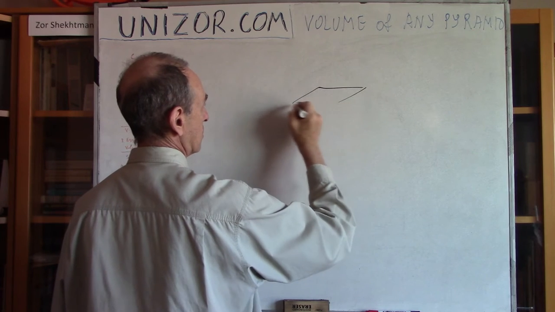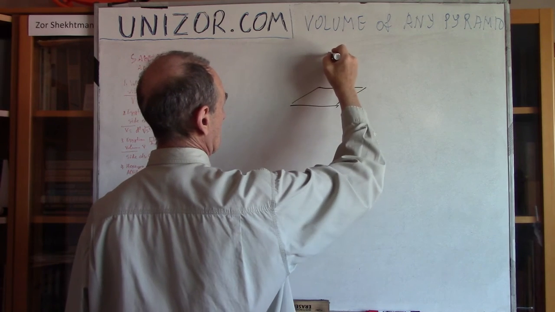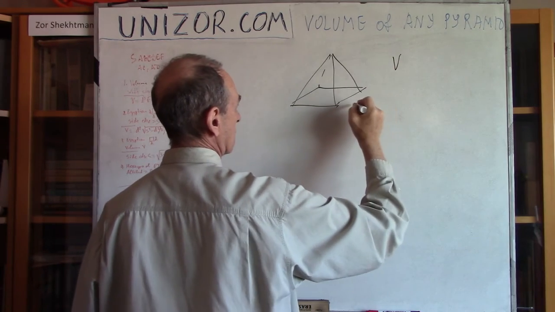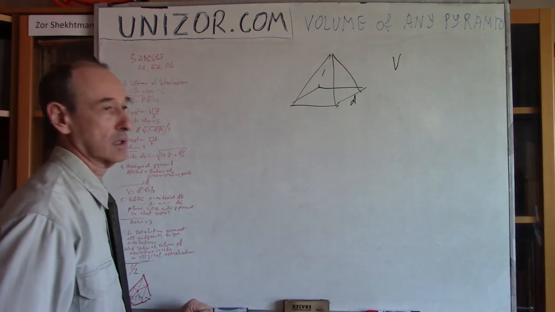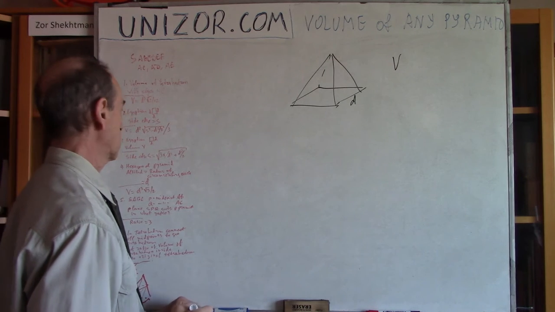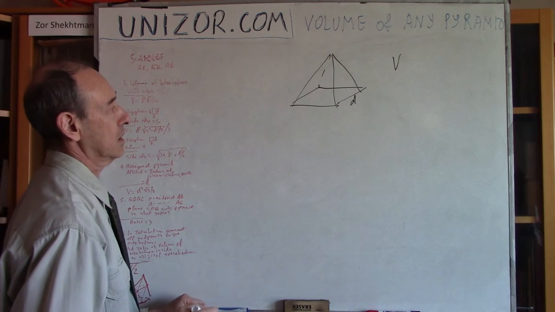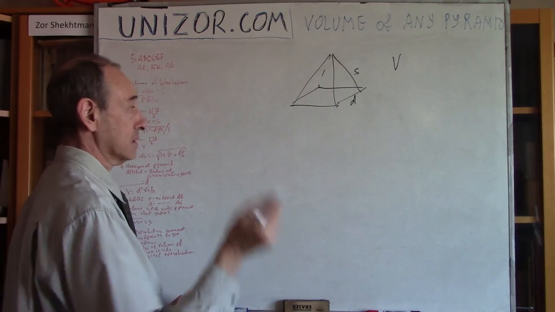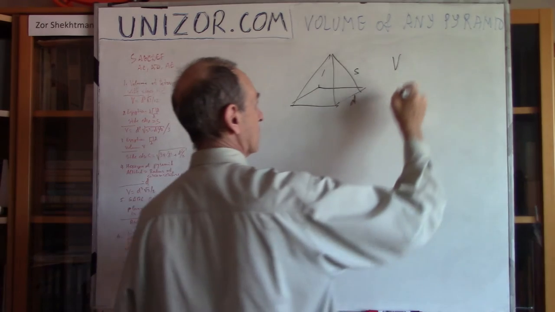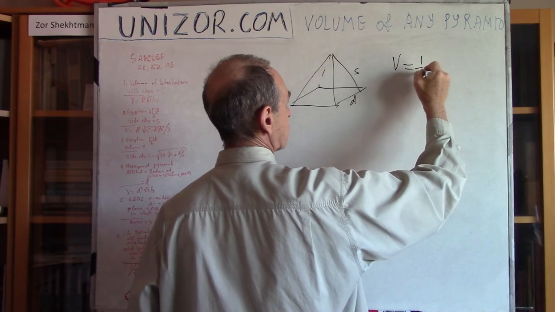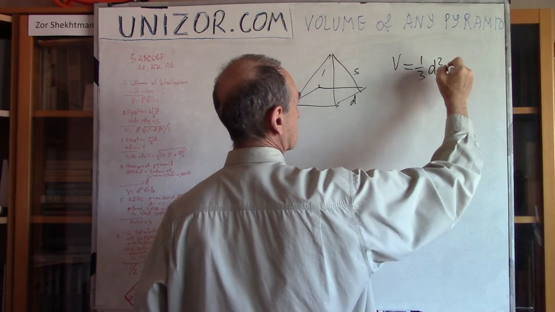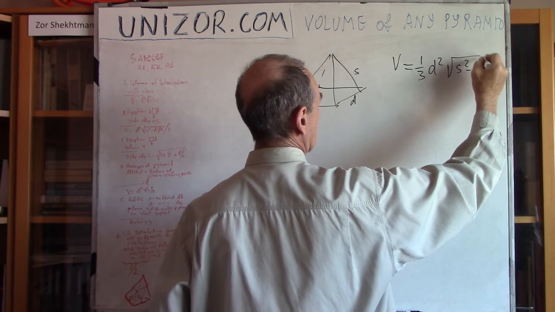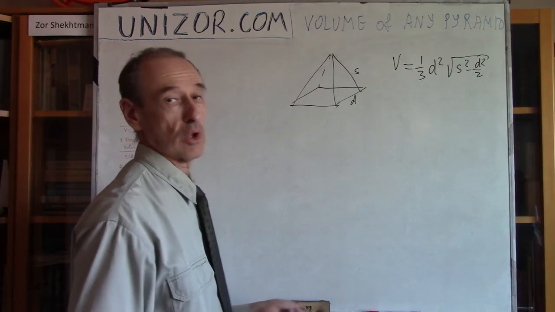This Egyptian pyramid has the volume V, and the side of the square of the base is D. What I have to do is find H. But let's just use the previous formula. Now, the previous formula was what? 1/3 d square, square root of s square minus d square over 2, right? So we just have to resolve it for s.